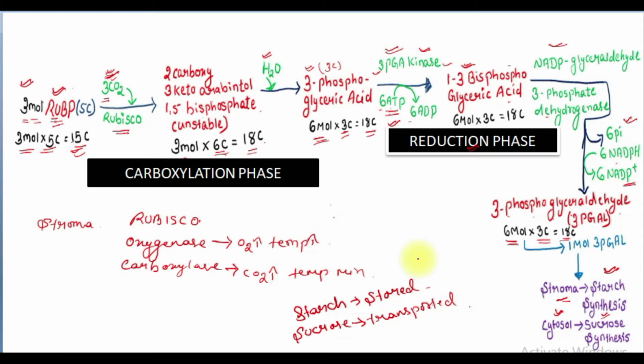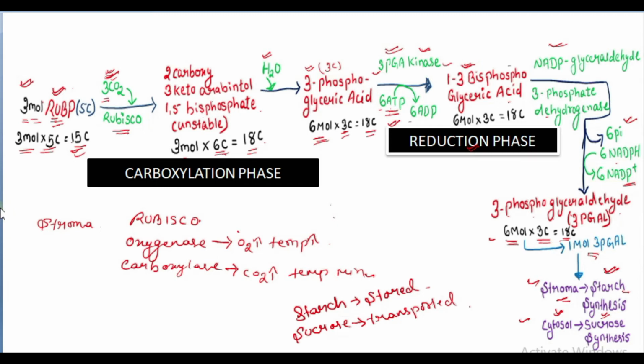for giving 3-phosphoglyceraldehyde. 6 molecules of 3-phosphoglyceraldehyde will be given. Okay, now we have here 6 molecules of 3-phosphoglyceraldehyde. From here, 1 molecule of 3-PGAL will be used in the stroma or cytosol for the synthesis of starch and sucrose. Now, we have discussed the carboxylation phase and the reduction phase. Now comes the regeneration phase. The RuBP which is being utilized over here needs to be regenerated again so that it can fix another carbon dioxide.